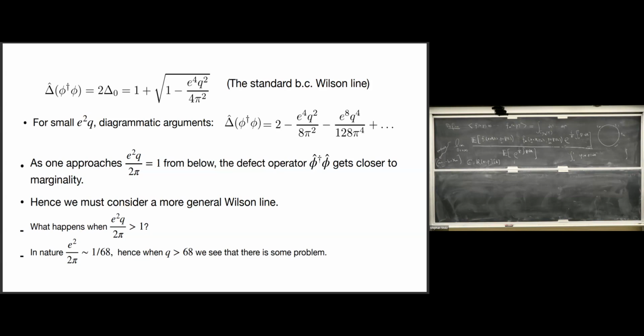And this means if we have an operator that becomes close to marginality, we have to add it to the action and see what happens. It means that we must consider a more general defect, a more general Wilson line. And also, from looking at this expression, there is an interesting question of what happens when you're above the criticality, when e squared q over 2 pi is bigger than 1, because then the scaling dimensions become imaginary, and we have to understand what happens there.